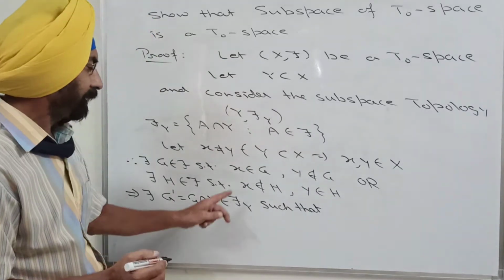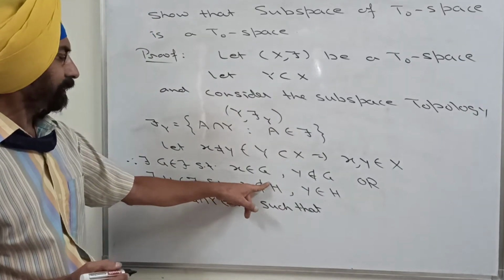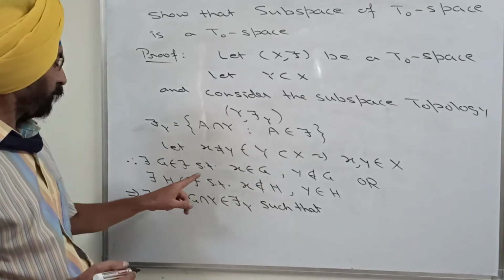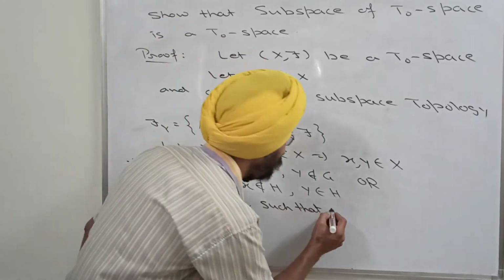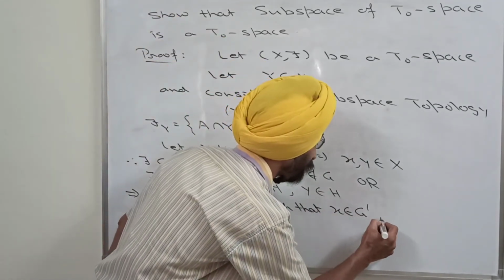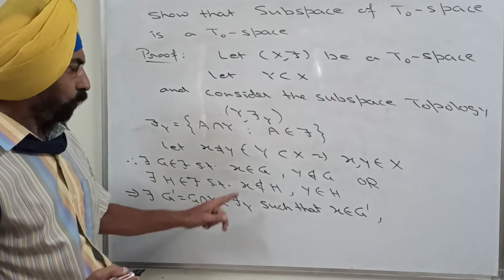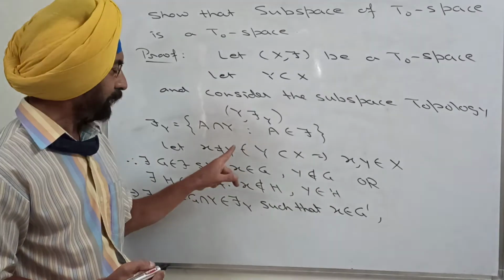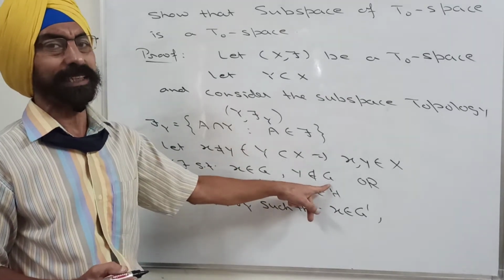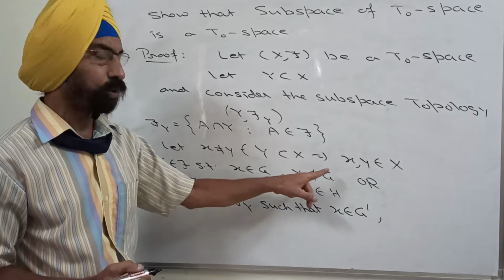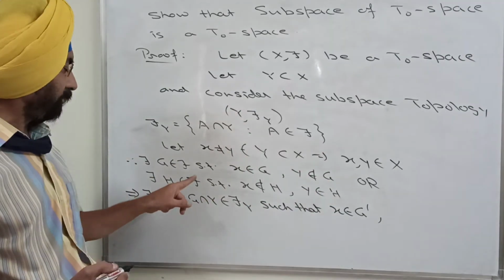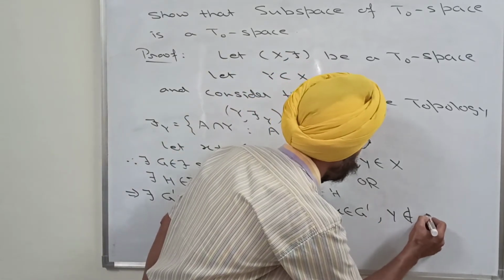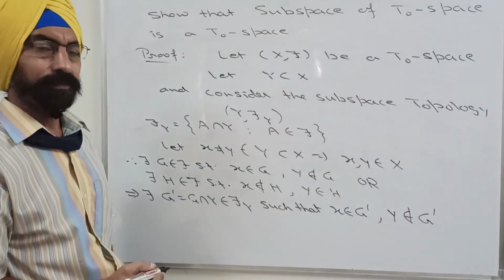Now what is such that? This X belongs to G and this X also belongs to Y, so X belongs to G intersection Y, but your G intersection Y is G dash. That means X belongs to G dash. Now what about Y? Y is in Y, but Y is not in G. So if an element is in A but not in B, then it cannot be in A intersection B. That means your Y does not belong to G intersection Y, and G intersection Y is your G dash. So that means Y does not belong to G dash.